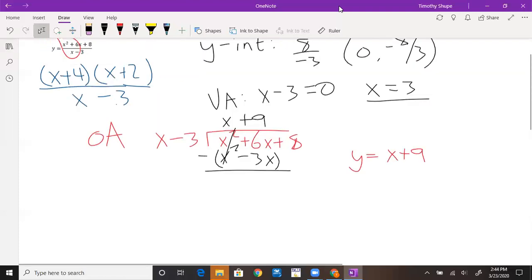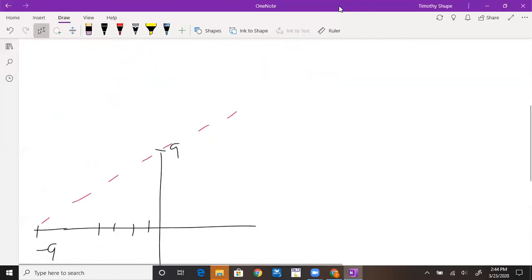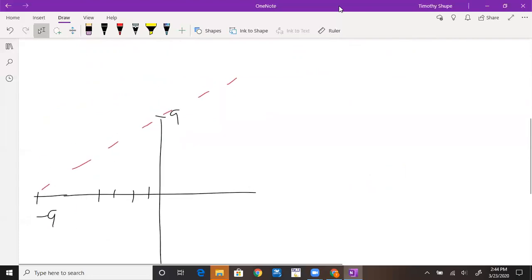We also had the oblique asymptote of x plus 9. So if I come up here, I'm going to call this 9. It would then stretch out here on the left side and cross at -9. And that oblique asymptote, I'm going to put it in red here, is going to come through and diagonally go through those coordinates. We also said we had a vertical asymptote at x equals 3. So I'm going to come out here to x equals 3 on the right side, put in that vertical asymptote until it looks something like this.